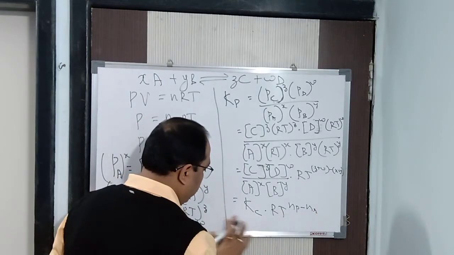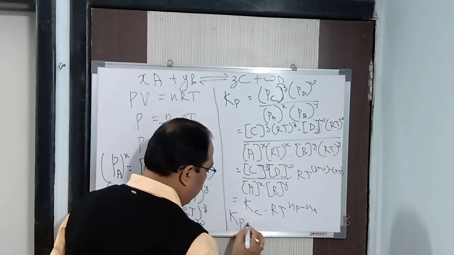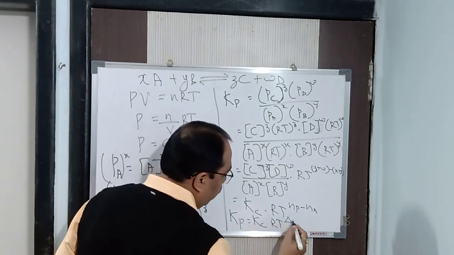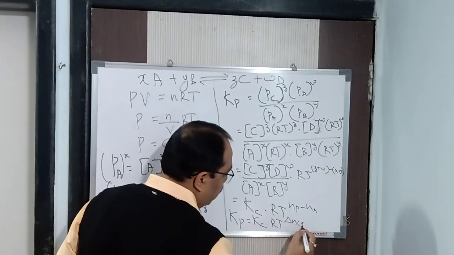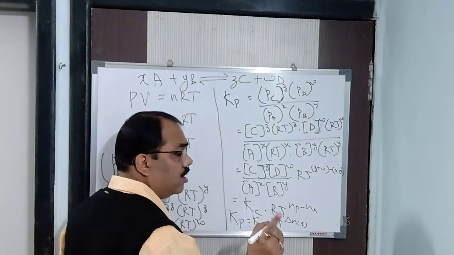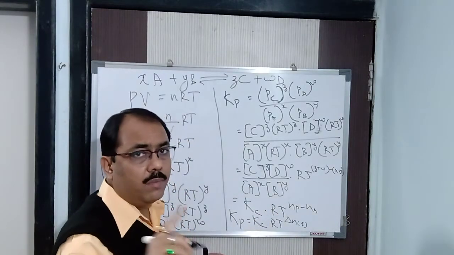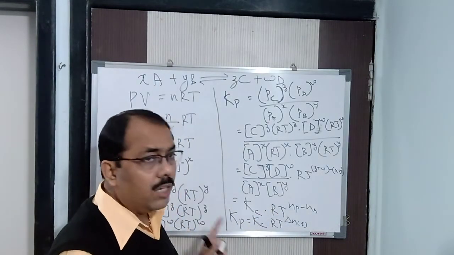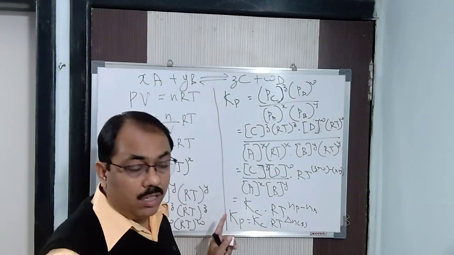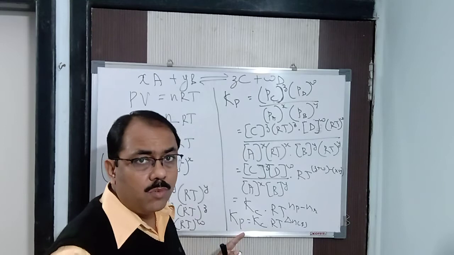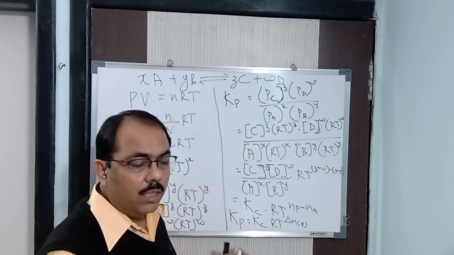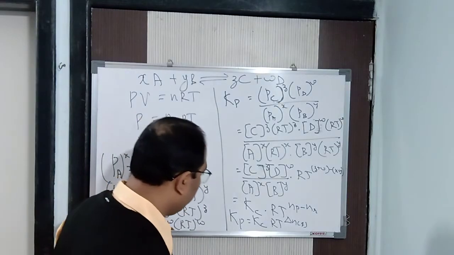So Kp is equal to what we got ultimately, that is Kc into RT to the power Np minus Nr, which is delta Ng. What does G stand for? Number of moles of gas. When we subtract the number of moles of product and reactant, we take only the gaseous substances, not the solid and liquid, because the change in number of moles of solid and liquid is quite negligible. In case of gas only we get a substantial value.